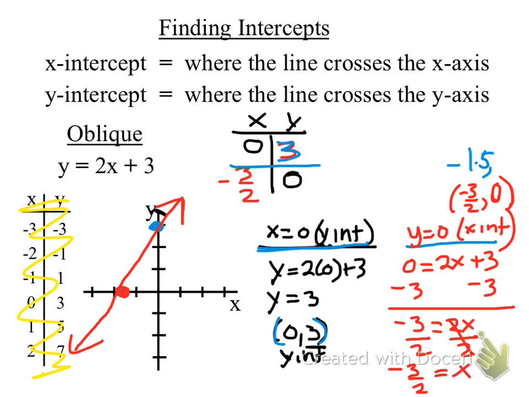So basically, let me summarize. When you graph or solve using intercepts, you set x equal to 0 and solve for y. You set y equal to 0 and solve for x. And you graph those 2 points on the x and y axis and create your line.